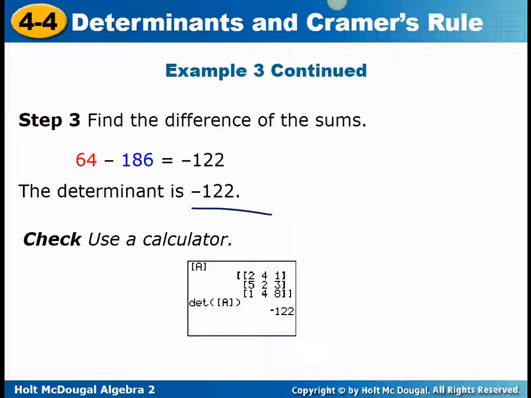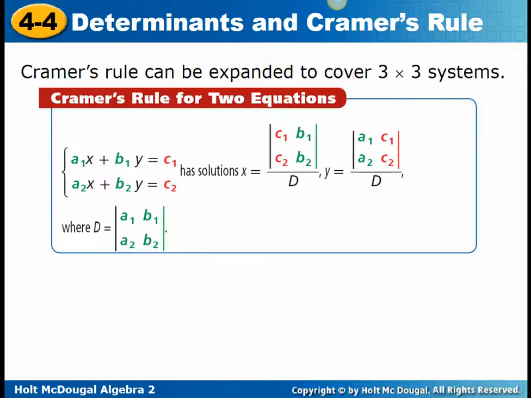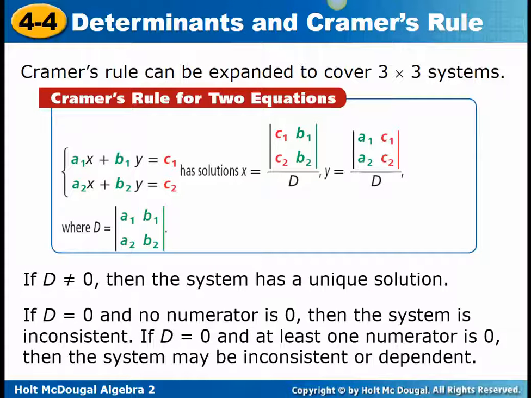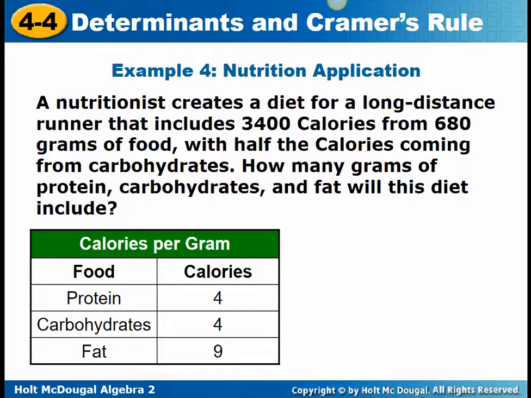And then we check with the calculator. So even if you do it by hand, I recommend checking with the calculator to make sure, because these get pretty tricky. Once you know your determinant, then you can find your solution to your system of 3 equations using Cramer's rule. So here it is again for 2 equations. It can be modified a little bit for 3 equations.